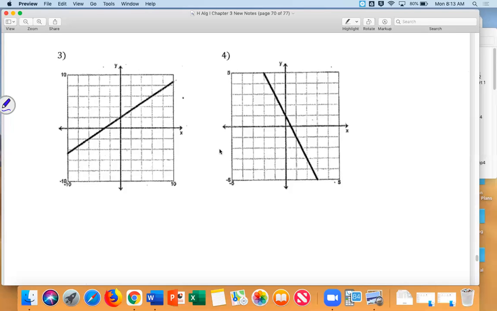Andrew, did you get the answer to the first one? Yeah. What did you get? Y equals 2/3 x plus 1. Perfect.